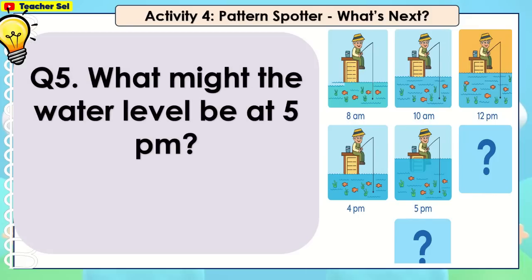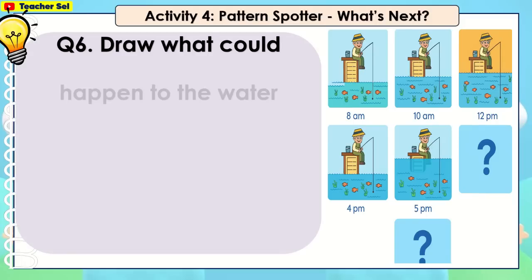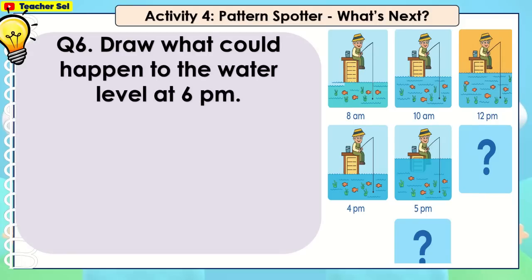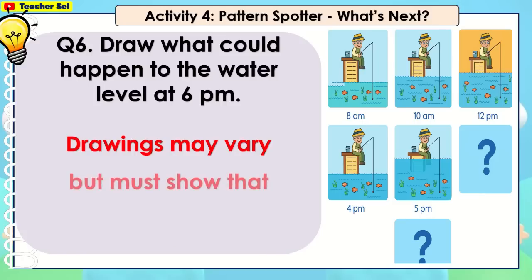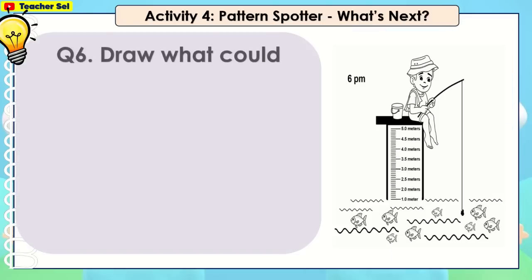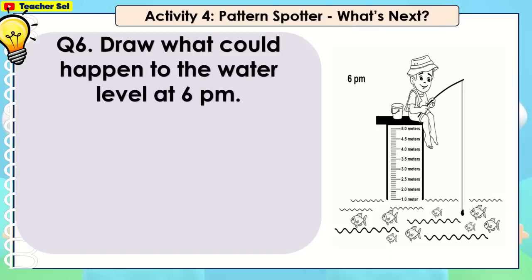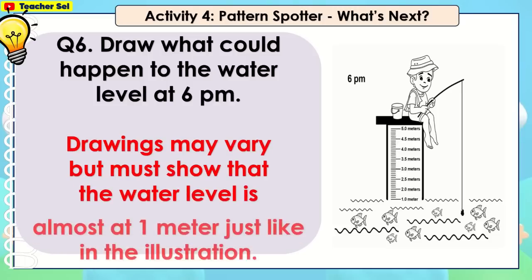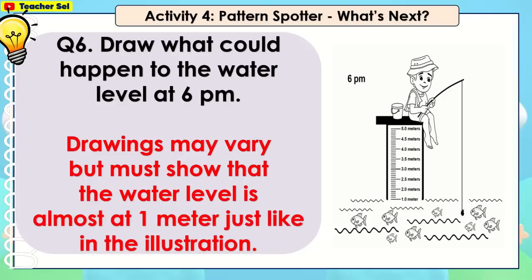What might the water level be at 5 p.m.? 1.5 meters. Draw what could happen to the water level at 6 p.m. Your drawing must show that the water level is almost at 1 meter, just like in the illustration.